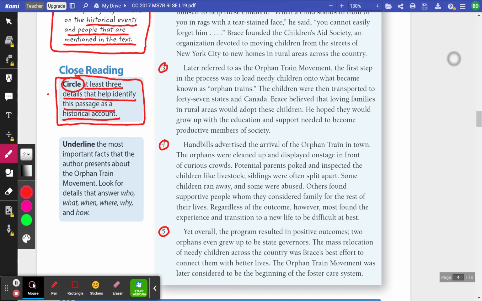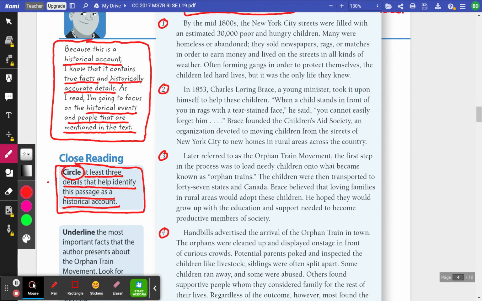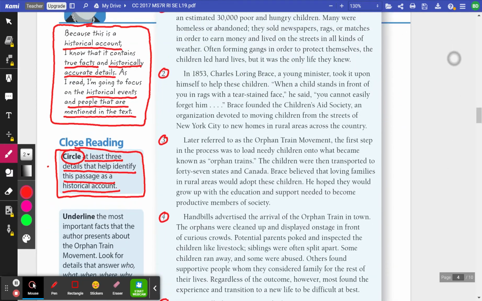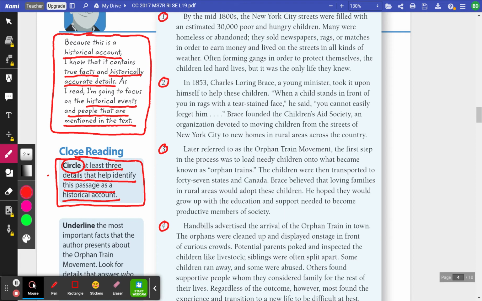So, what I want you to do next, guys, is go back through the passage, and this time I want you to circle at least three of those details that make this a historical account. So think back to what we listed up at the top of the page. Think back to what the study buddy told you to look for, and I want you to find me three details that let us know this passage is a historical account. All right, so go ahead and do that for me now. When you finish, we will come back and we will go over the answers that I found. All right, so go ahead and get started for me.